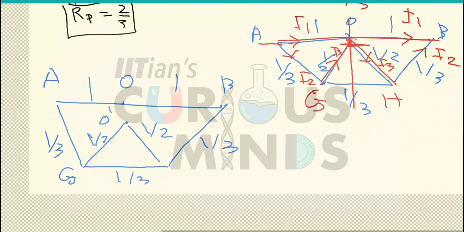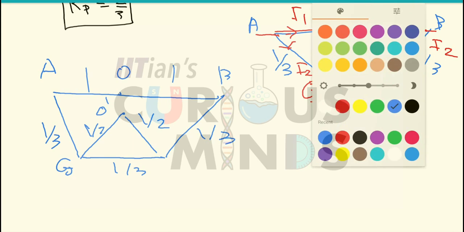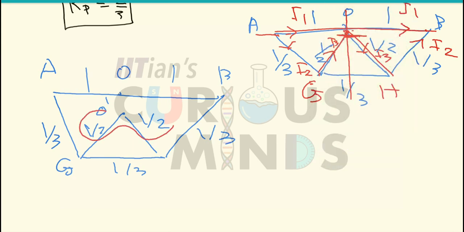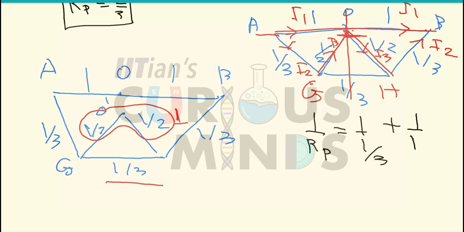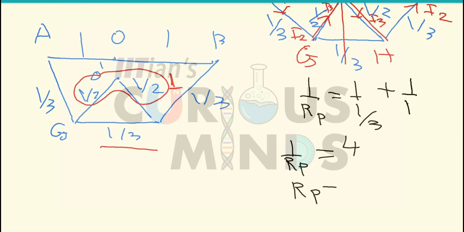Okay, now this is a very simple circuit. If I see, these two resistances are in parallel, and these two resistances are in series, so this will give me 1 ohm. This is in parallel with 1 by 3. So 1 ohm and 1 by 3 in parallel give 1 by Rp equal to 3 plus 1, which is equal to 4. 1 by Rp is equal to 4. So the equivalent resistance over here will be 1 by 4. So this entire setup is replaced by a single resistance of 1 by 4.